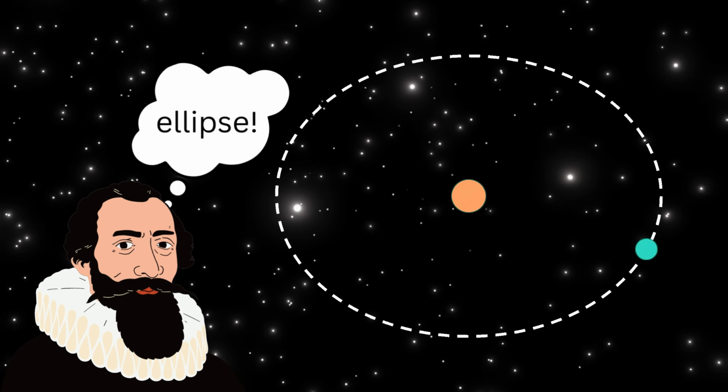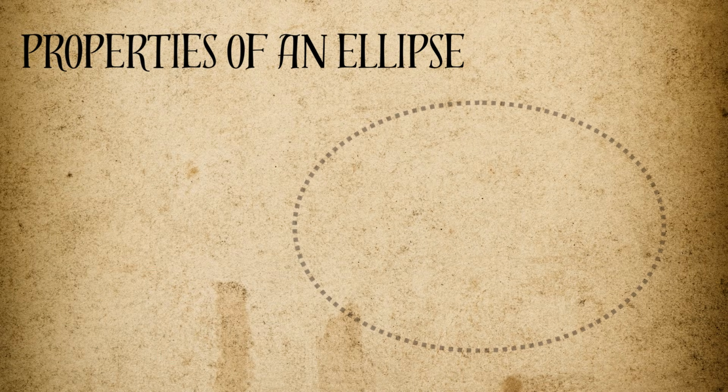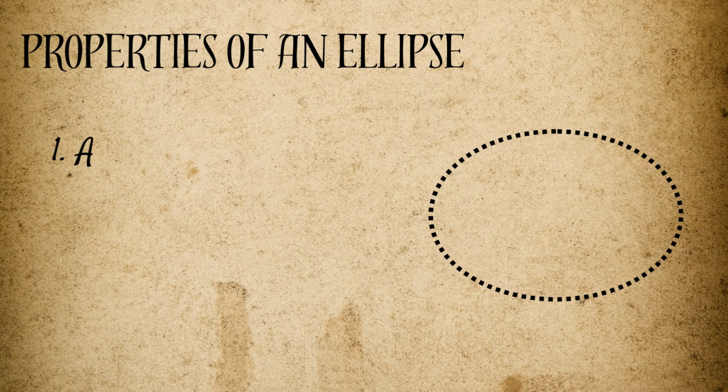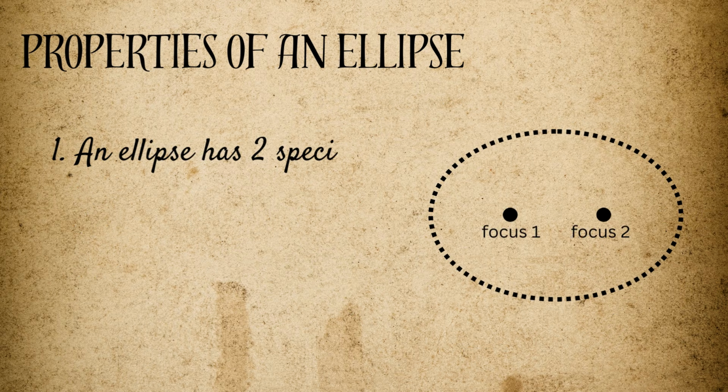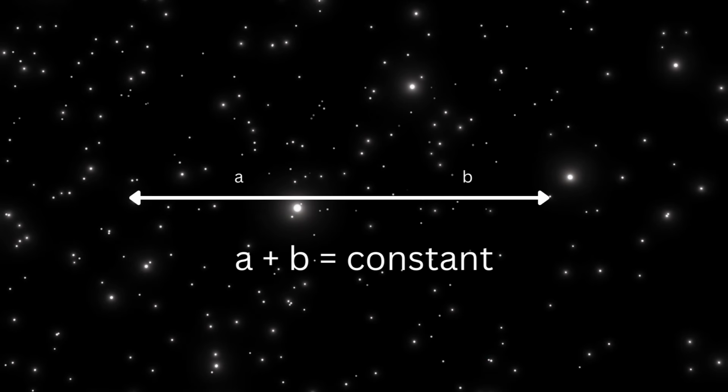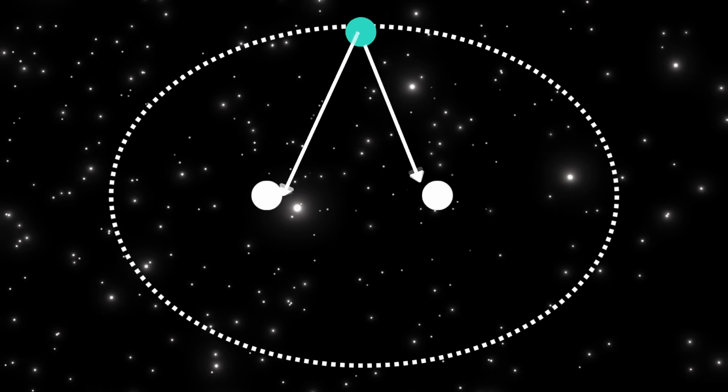But what is an ellipse? An ellipse is a curve with 3 special properties. An ellipse has 2 special points called foci. If you measure the distances from any point on the ellipse to the 2 foci, the total distance is always the same. It doesn't matter where on the ellipse you place your point.